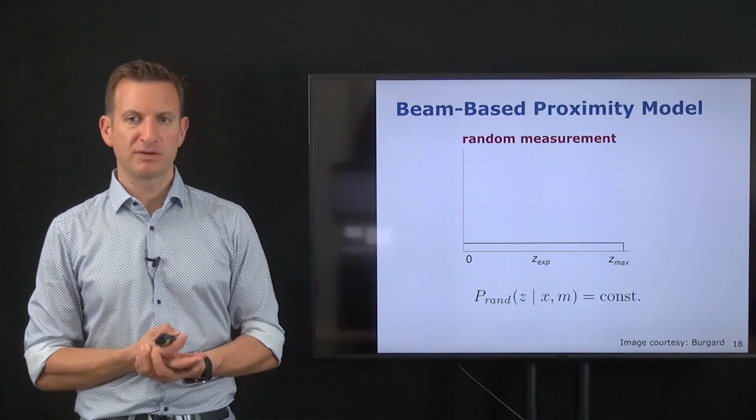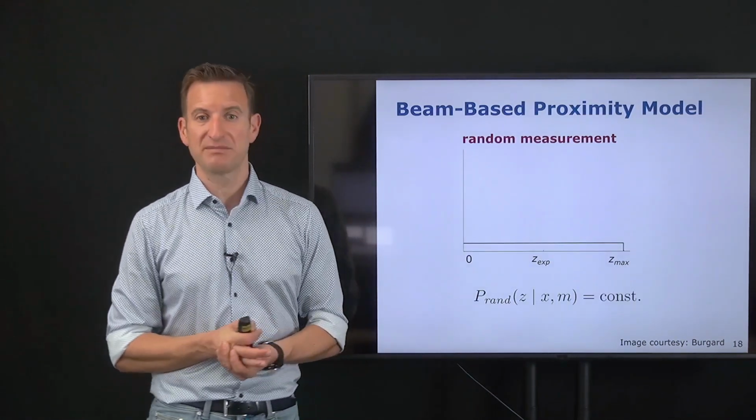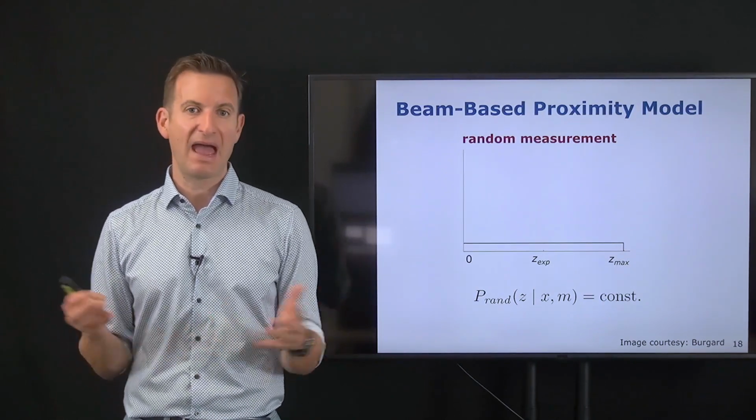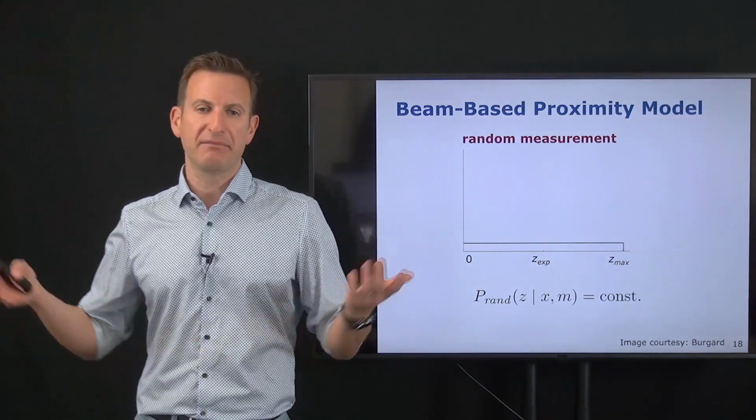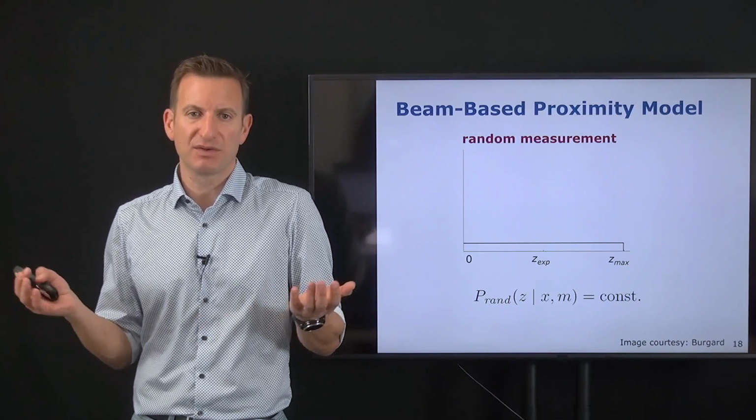Then the third component of this model is something we call a random measurement. Something completely random happens, something I haven't modeled at all. And everything has the same probability of happening. I just don't know what's going on.